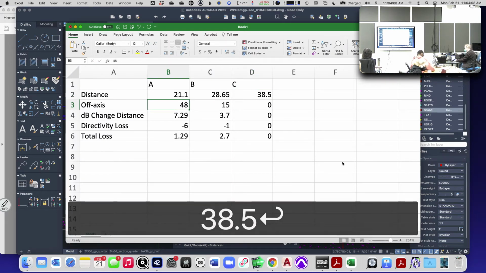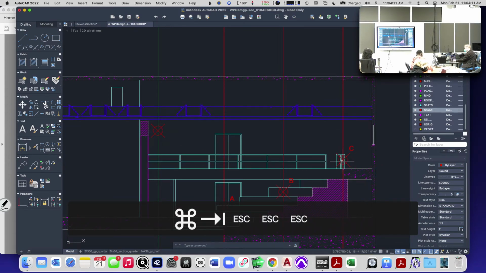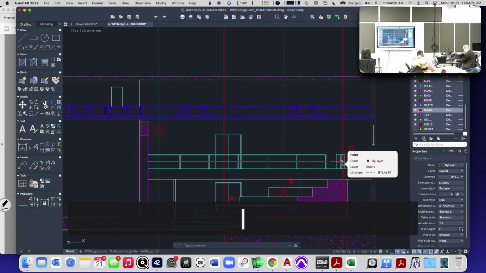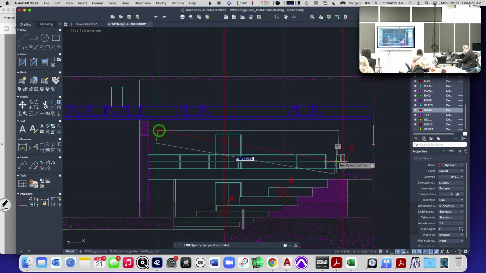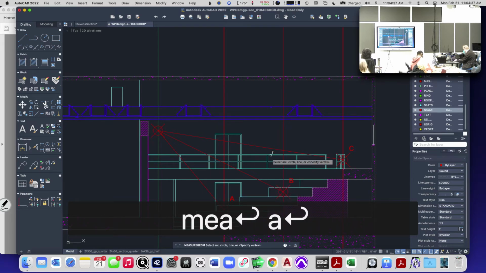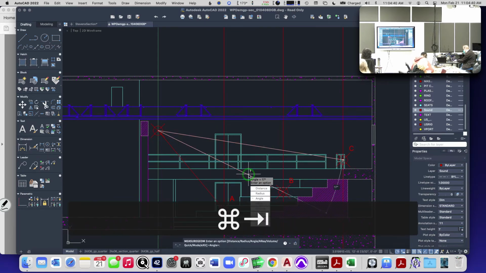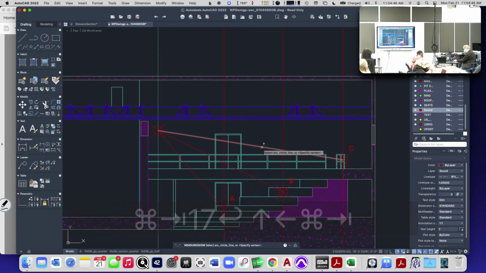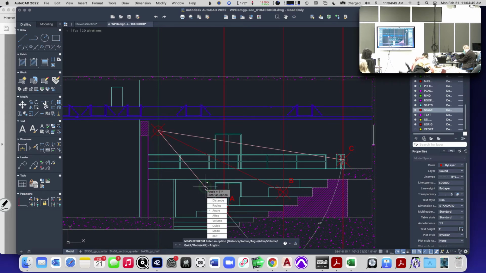That's the distance. We're professionals, so we're going to point this thing at the back row, right? We don't even have to think about that because that's what professionals do. So what would be the off-axis angle? Well, let's draw some lines here and see what we got. Measure angle. Angle to the middle seat is 17 degrees, and angle to the front row is 41 degrees.